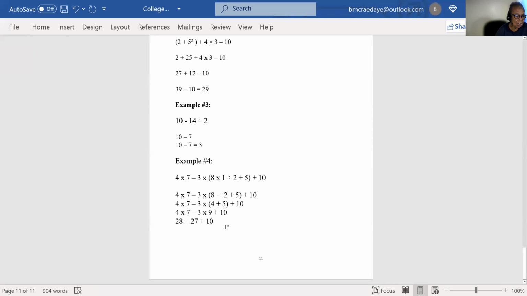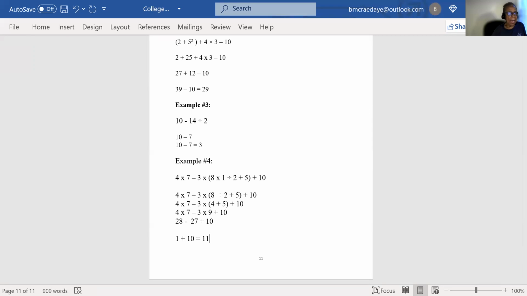So do the subtraction because that came first. So that's 1. Then add the 10. And that's equal to 11. All right, so your answer is 11. Okay, now that's our order of operation examples.